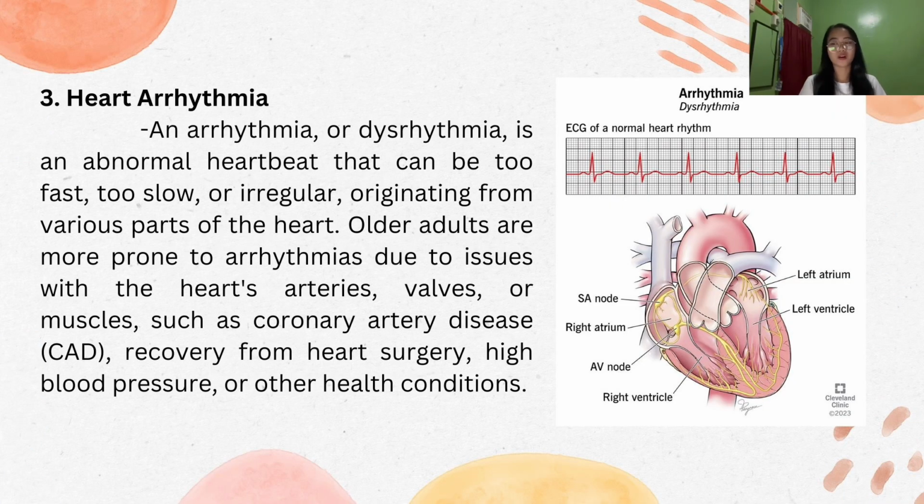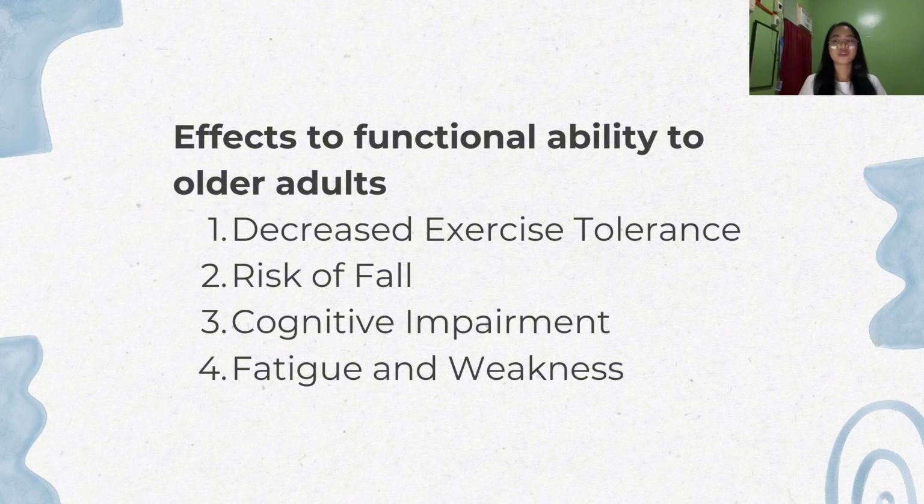Now, for number 3, we have heart arrhythmia. It is an abnormal heartbeat that can be too fast, too slow, or irregular. Its effects: we have decreased exercise tolerance. This can cause dizziness, palpitations, and shortness of breath, which leads to reduced ability to engage in physical activities. Risk for fall, because again, of the dizziness or fainting spells. Next, we have cognitive impairment. This can cause reduced blood flow to the brain. And lastly, we have fatigue and weakness.